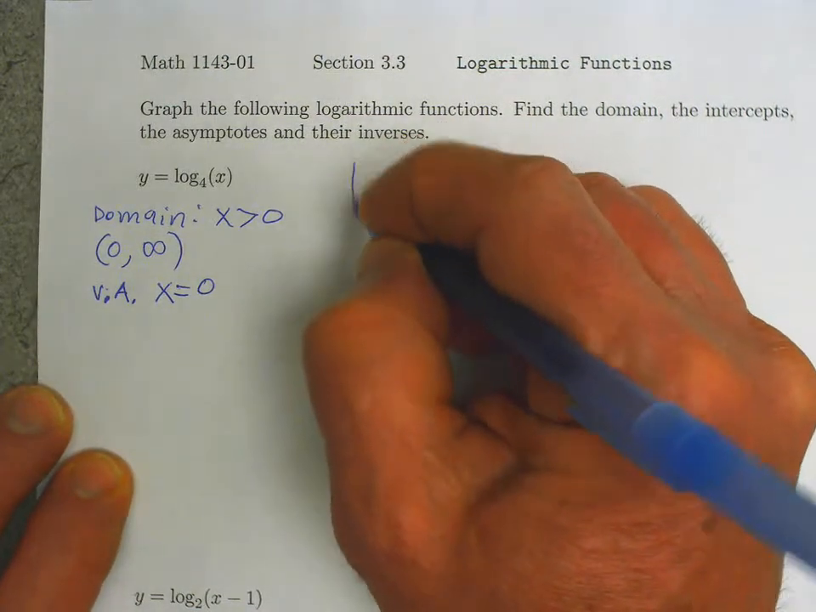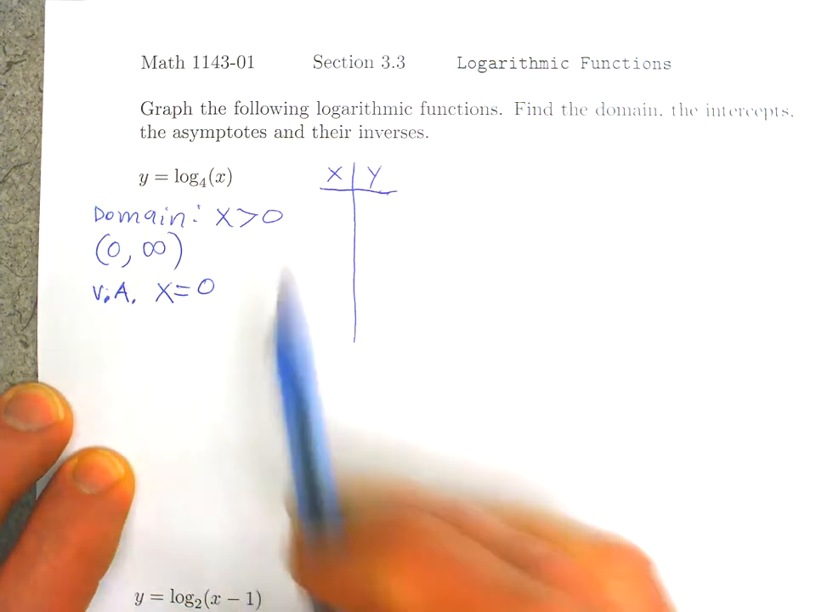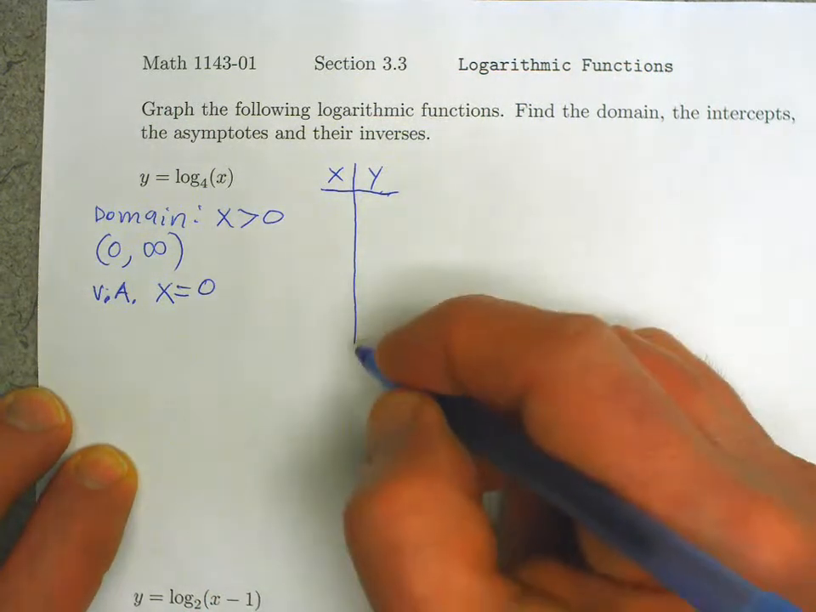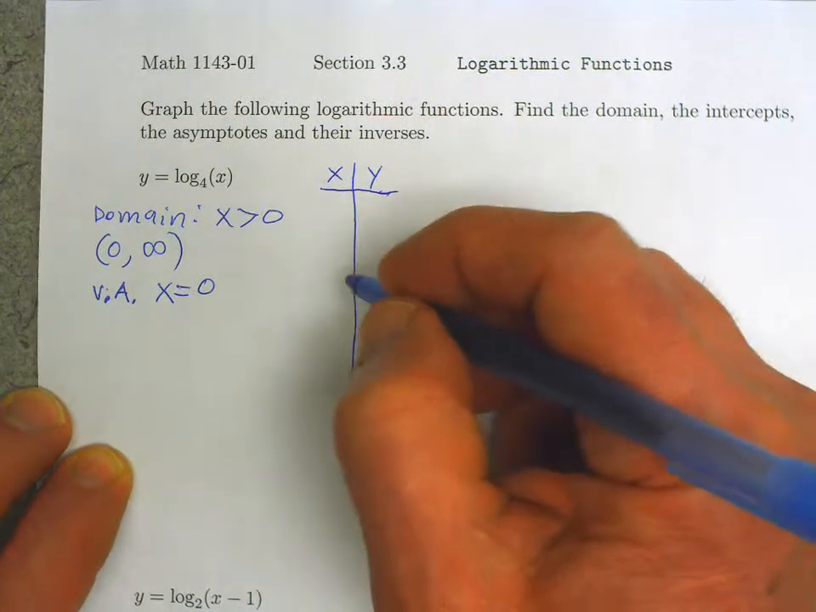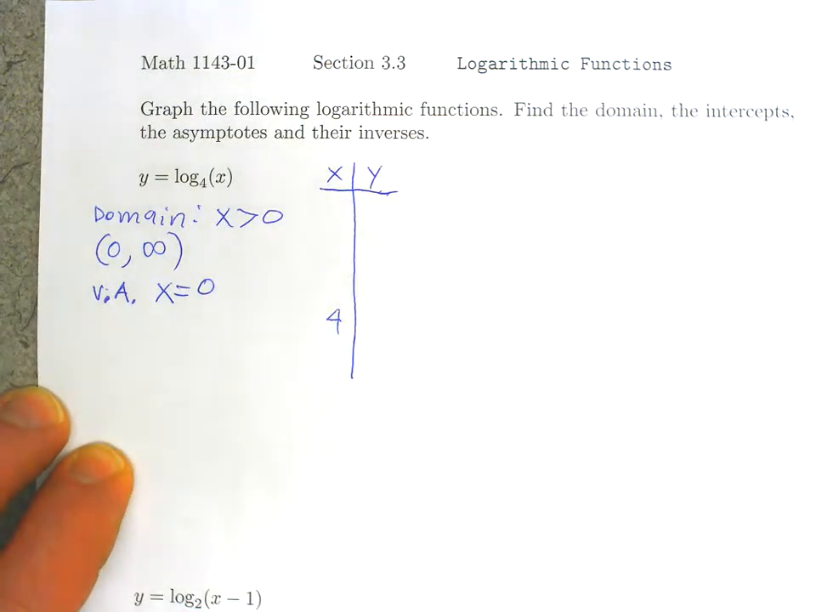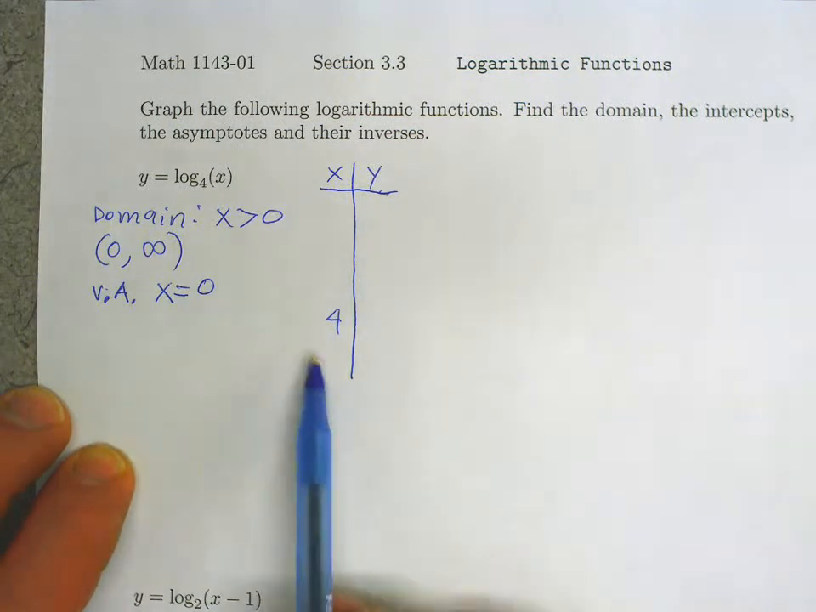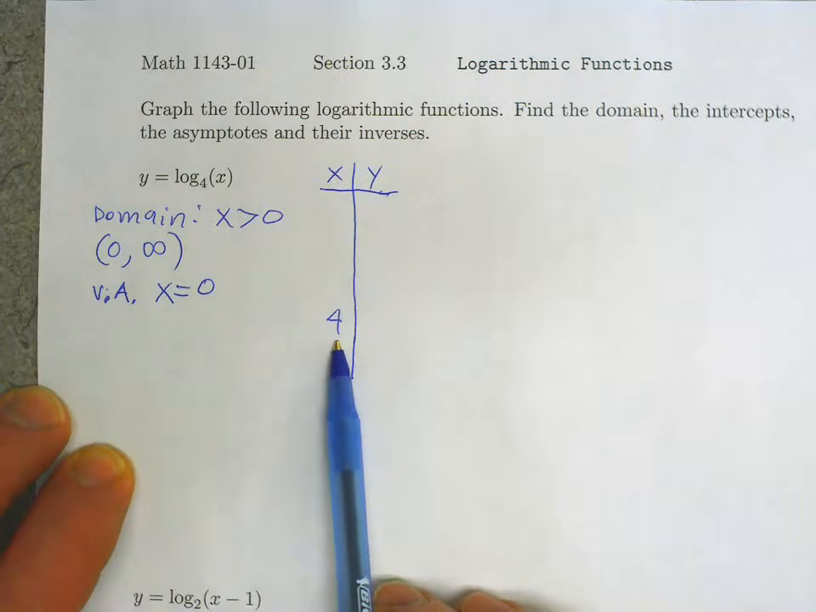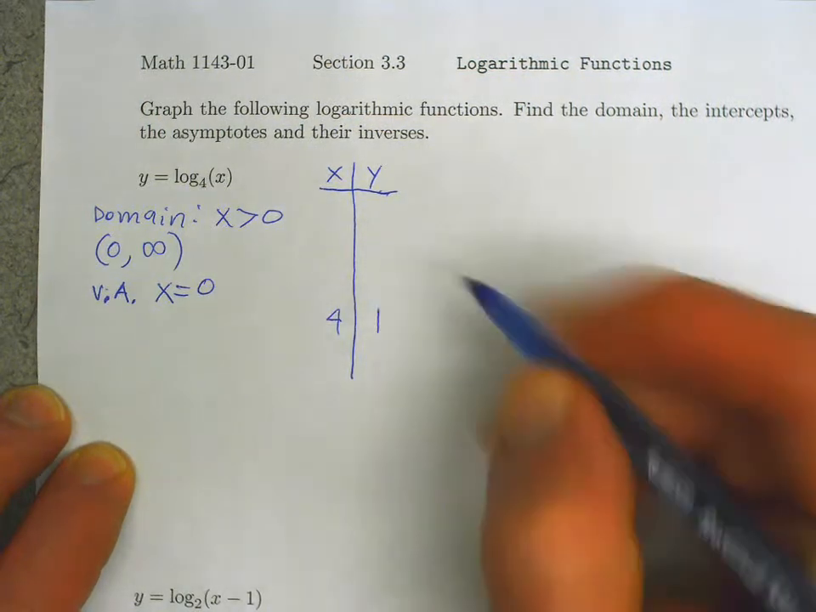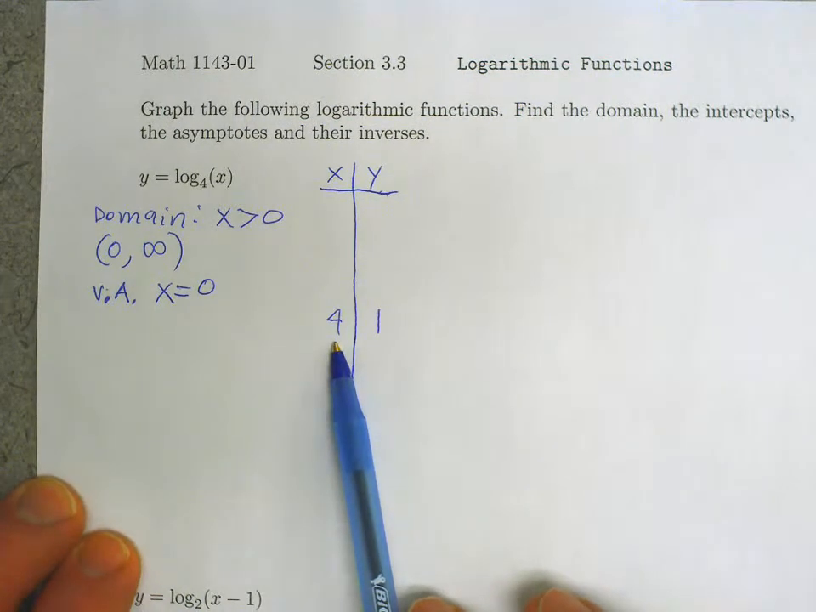Okay, and we can learn how to pick ordered pairs strategically. Since the base of the logarithm is 4, well, how about if I pick x to be powers of 4, like 4 to the first. So let's find what the y value is when x is 4. So log base 4 of 4 is 1. So when x is 4, the y-coordinate is 1.